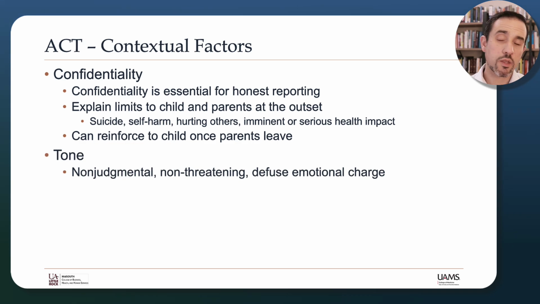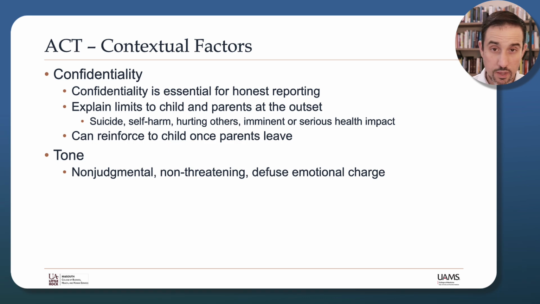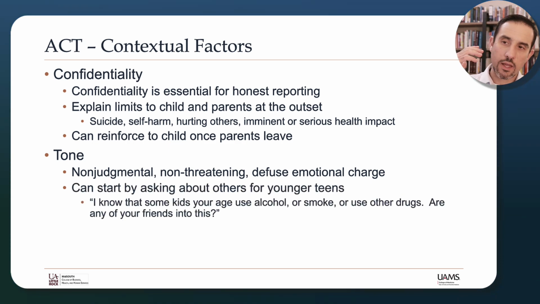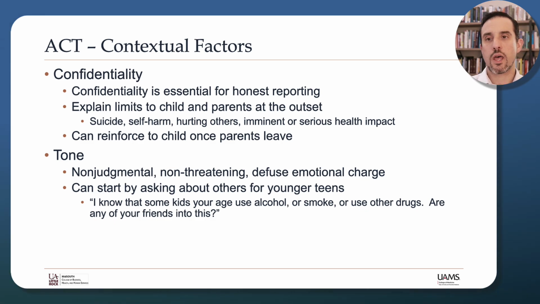The way you speak with them also matters. You want to have a non-judgmental tone, non-threatening, diffusing emotional charge if it's there. And one way to broach the subject that feels less threatening than just asking, like, are you vaping, are you drinking, is to ask them about their peers. So you can say something like, I know some kids your age use alcohol or smoke or use other drugs. Are any of your friends into this? Right? That's a very easy way for them to talk about the subject without making it necessarily about them.